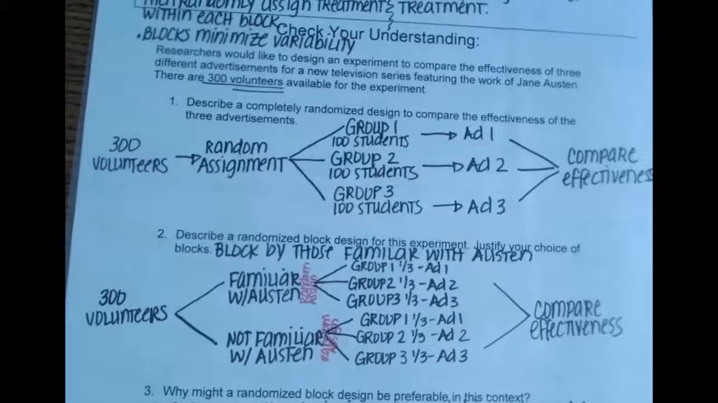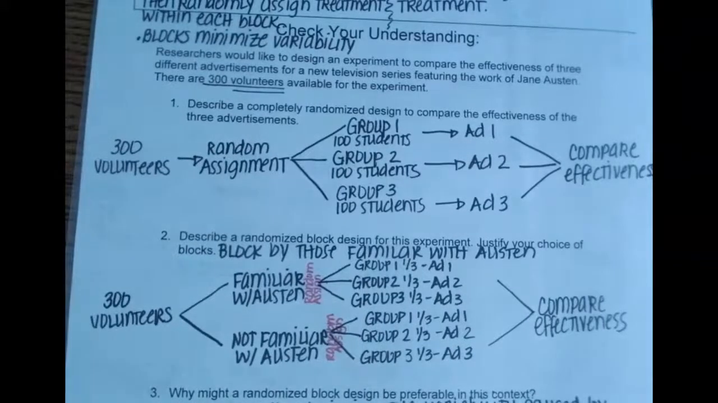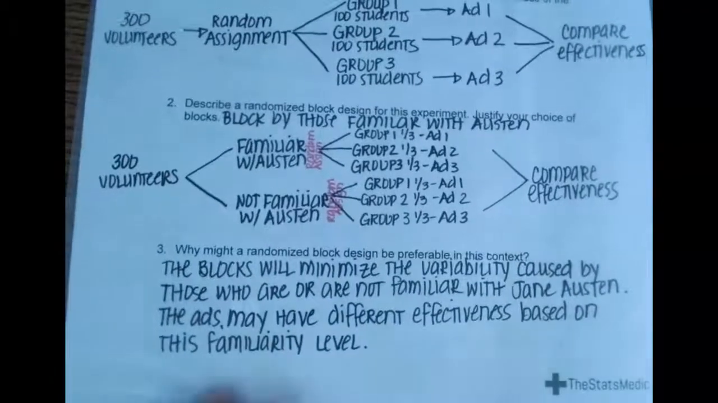Now, for our matched pairs, why might a randomized block design be preferable? Well, that's what we were just talking about. The blocks will minimize the variability caused by those who are or are not familiar with Jane Austen, because the ads can have a very different effectiveness based on the familiarity level.